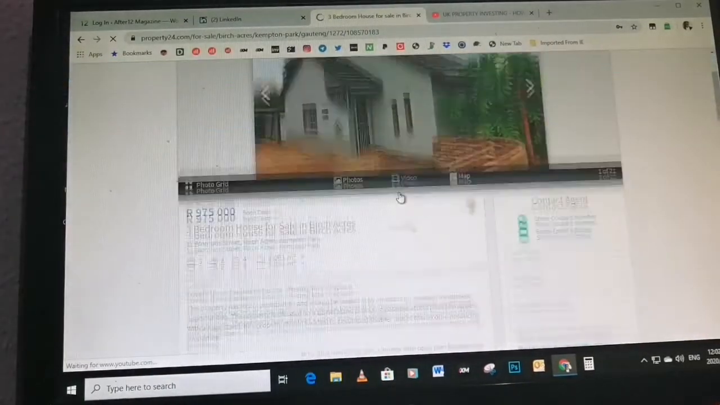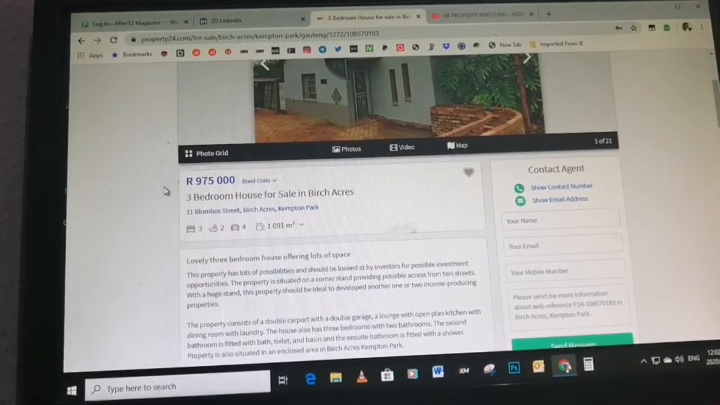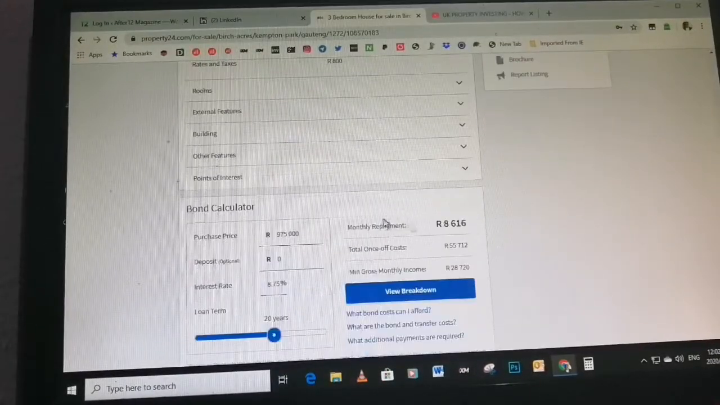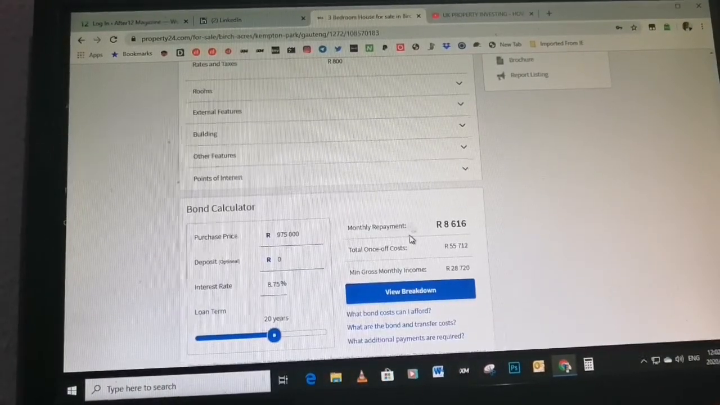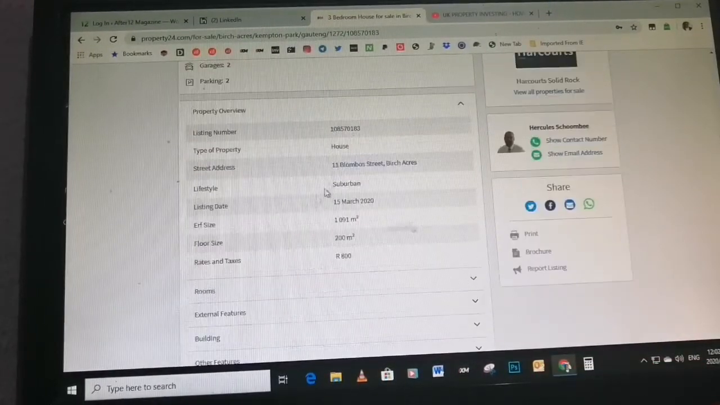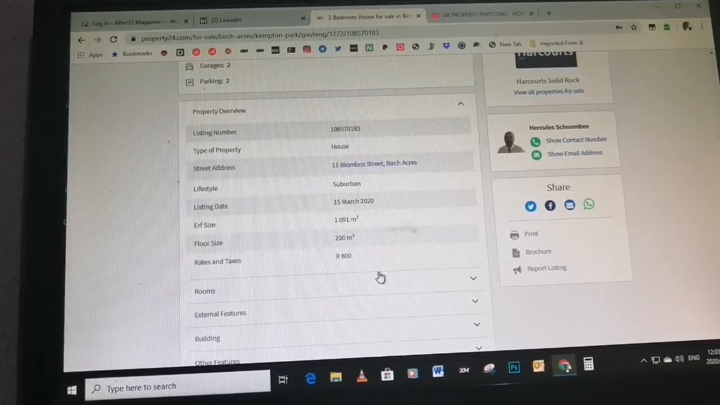As soon as we've gotten to it, we are now going to pick just two numbers. The first one is the purchase price, which is 975,000 Rand. And we are going to also look for the monthly repayment amount, which is 8,616. And then lastly, we are going to look for the rates and taxes, which is 800 Rand.